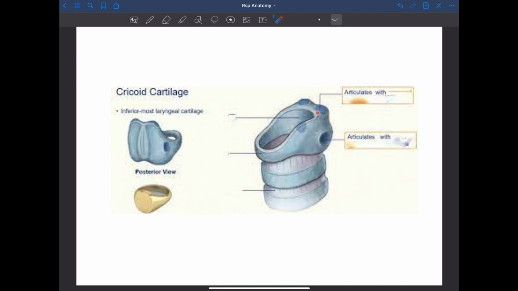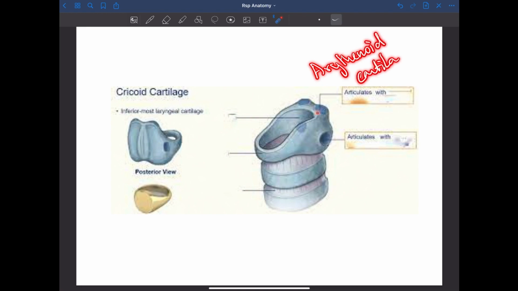The thing we need to note in the cricoid cartilage is that it has 4 synovial joints. How many joints? 4 synovial joints. Of these, 2 synovial joints articulate with the inferior horn of the thyroid cartilage, and we have 2 synovial joints here, that is, 2 facets, which articulate with the arytenoid cartilage.